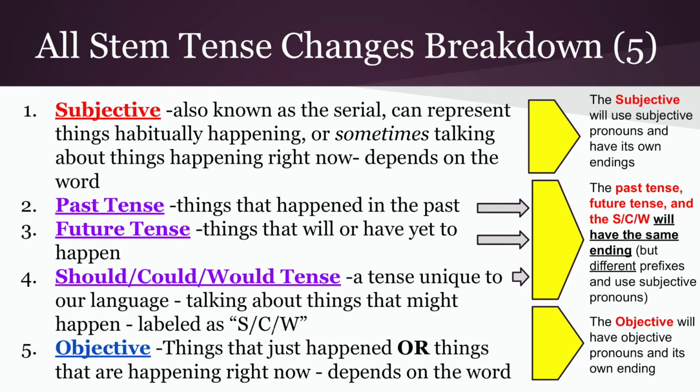So when we think about the subjective, it's a present-like tense. It can be representing things happening all the time. The past tense is something that did happen. The future tense is something that will happen. The should, could, or would tense is something that should, could, or would happen. And then the objective is happening right now. So, as promised, let's get into this root verb and the changes.